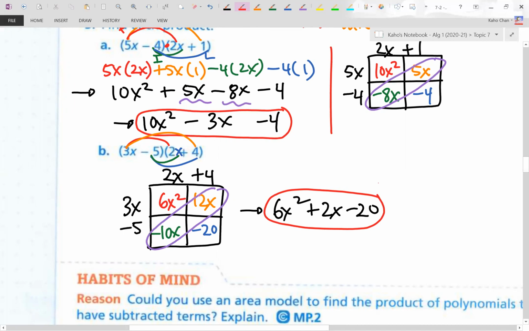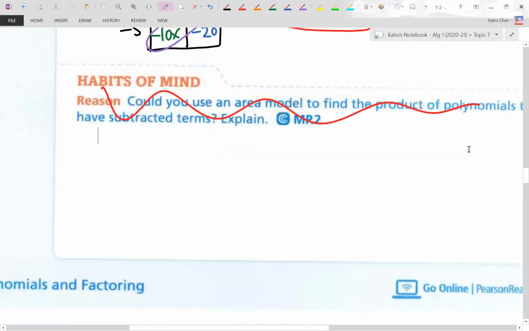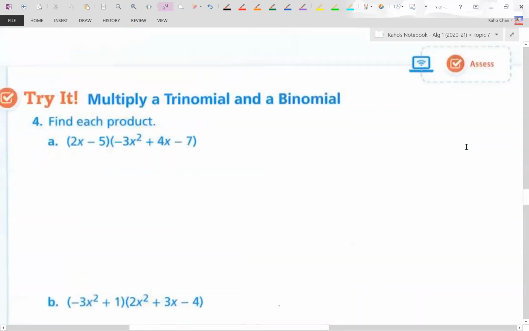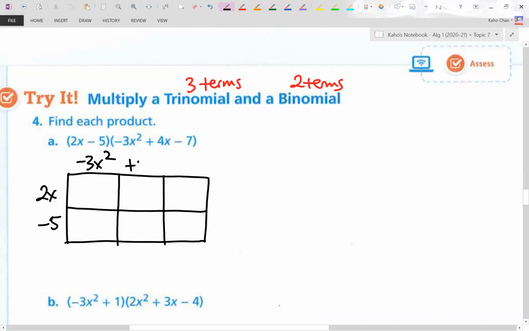Not bad. Let's go to the next page. Example 4, here we go. It's just more multiplication. We're just going to get bigger and bigger boxes. We're doing a trinomial, 3 terms, times a binomial, 2 terms. No big deal. Let's draw the box, okay? Let's get crazy here. A 2 by 3. 2 rows by 3 columns. 2x minus 5, negative 3x. We're doing 4a, by the way, of course.